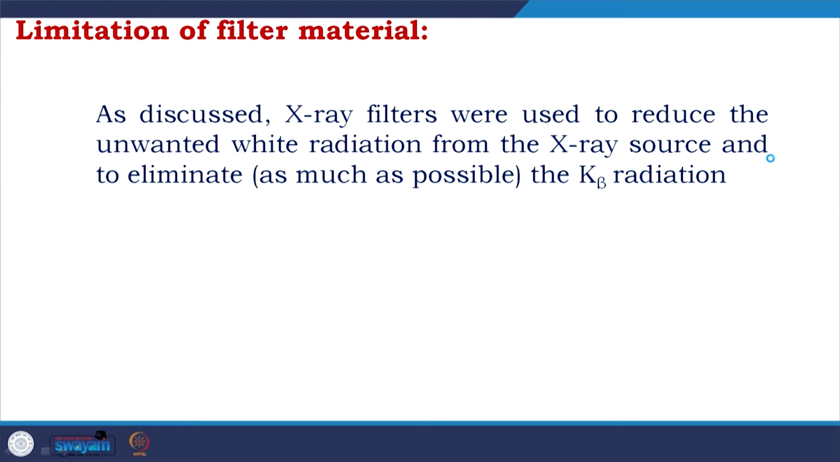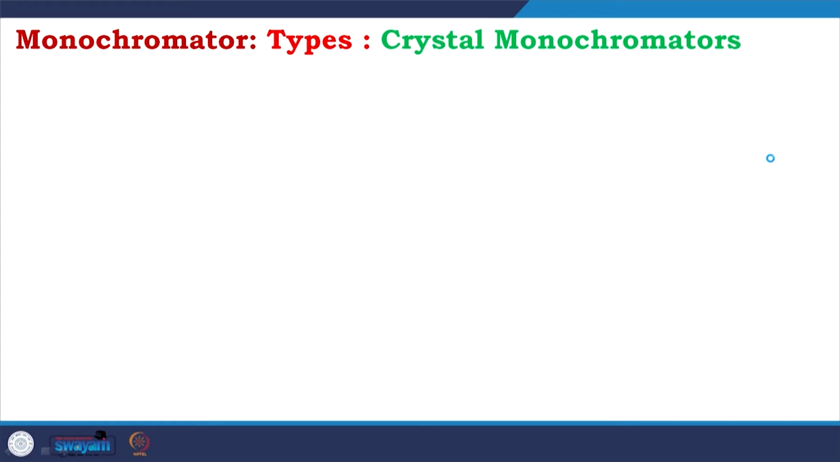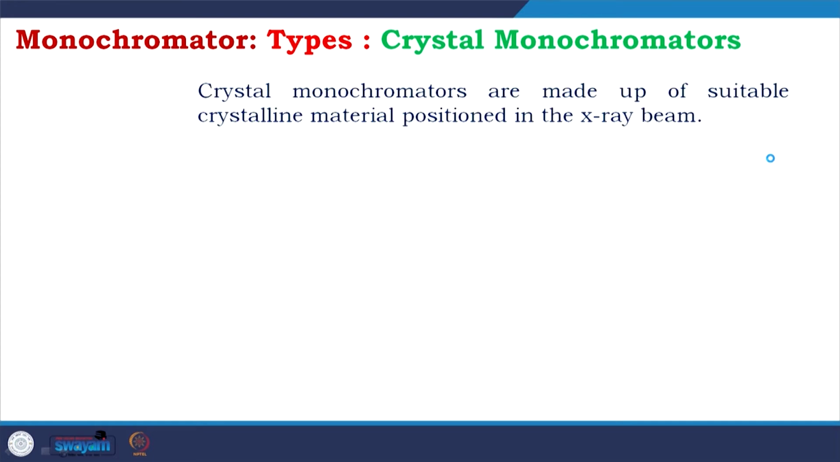So, as discussed, X-ray filters were used to reduce the unwanted white radiation from the X-ray source and to eliminate the K beta radiation especially. The major drawback of filters is that the background radiation is still high and the transmitted radiation is still not monochromatic. So, that is the problem, but mostly they are used successfully.